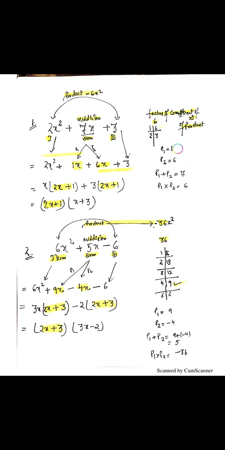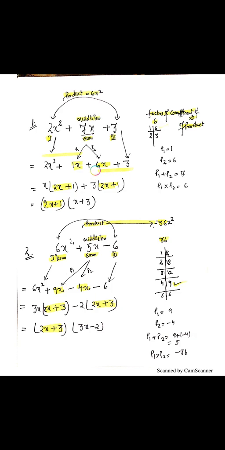Now from here the factors are 1 and 6. If P1 is equal to 1 and P2 is equal to 6, let's check whether the conditions are true. P1 plus P2 is equal to 7, correct. P1 into P2 is equal to 6, this is also correct. It means we split the 7x into two parts, one part is 1x and the second part is 6x. Now write the expression: 2x square, the first term as it is, plus 7x written in two parts, 2x square plus 1x plus 6x plus 3.